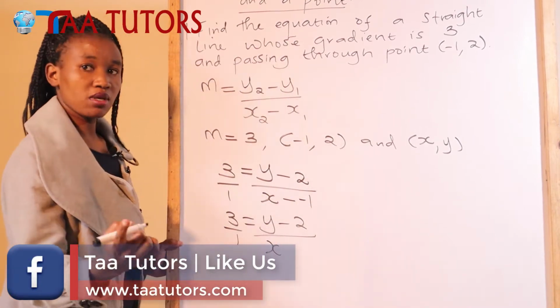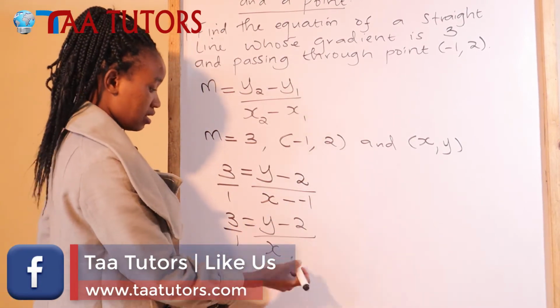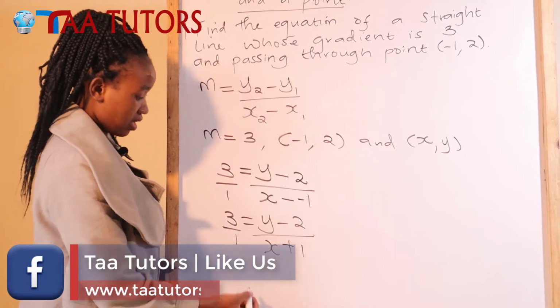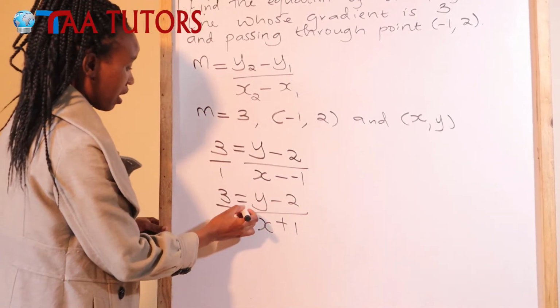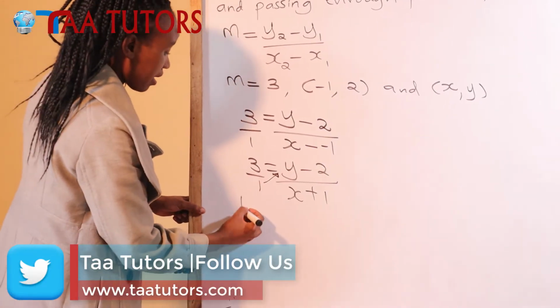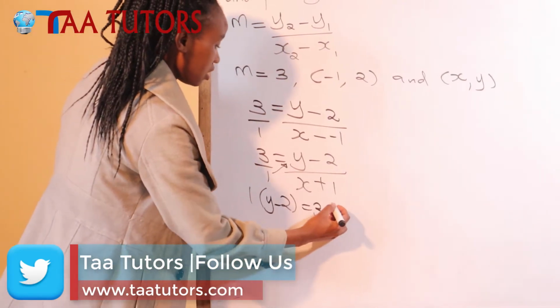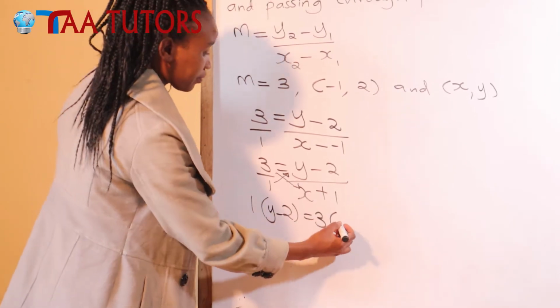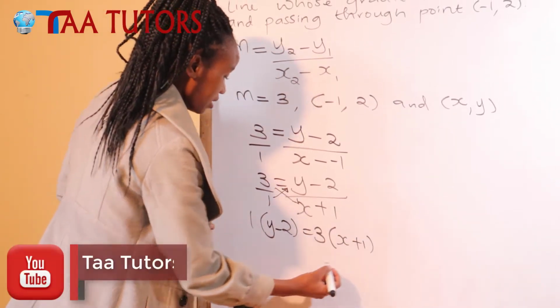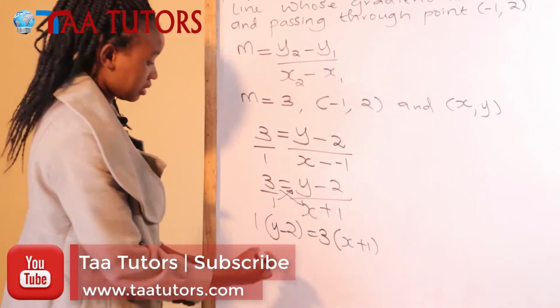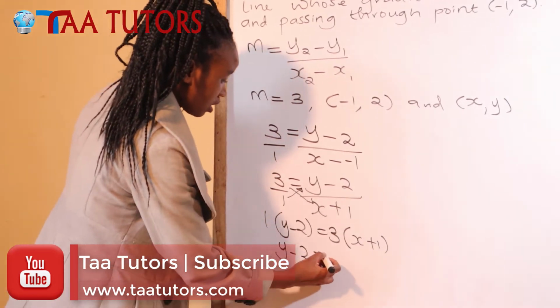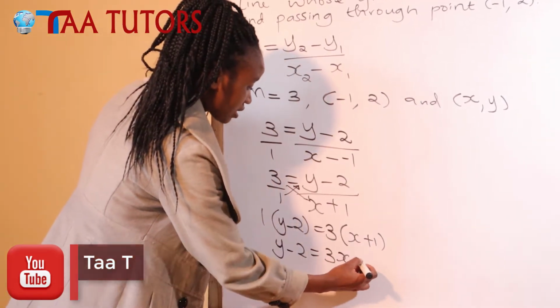minus minus is the same as positive. When you have two negatives, it's equal to a positive. And then from here, we cross multiply. 1 is going to multiply y minus 2, and this 3 is going to multiply x plus 1. Then we open the bracket. y minus 2 equals 3x plus 3.